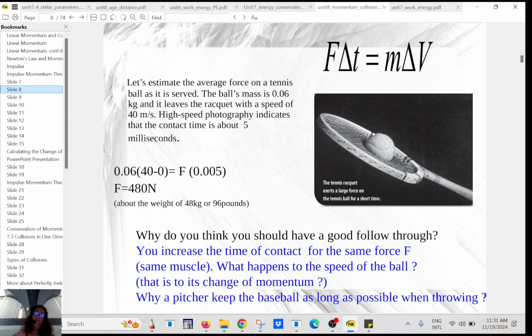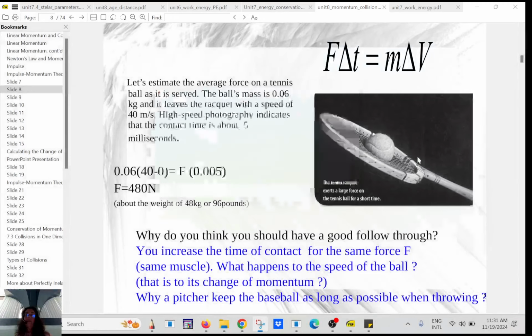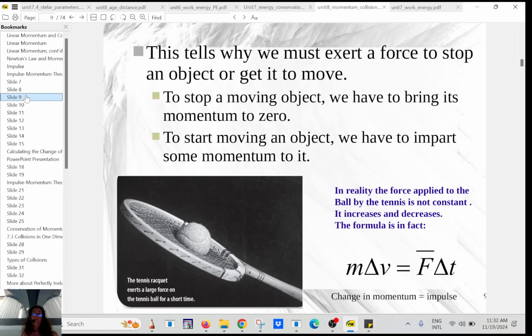So you have to follow through. You follow through, so you increase the time. The force is the same, so the momentum will go up. So the idea is this way. The force, you cannot change your muscle. It is what it is. But if you increase the time here, this quantity here will increase. This one stays the same. It's the mass times the change in velocity. So increase here, increase there. Okay?